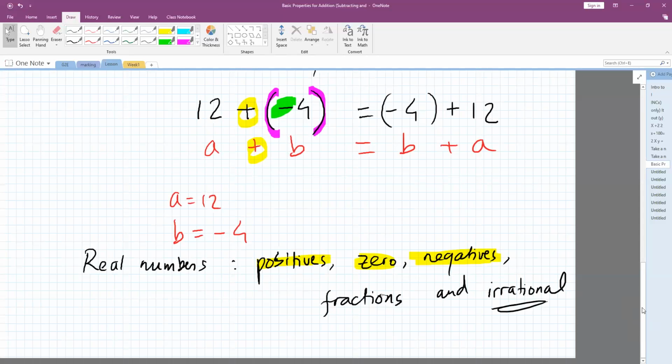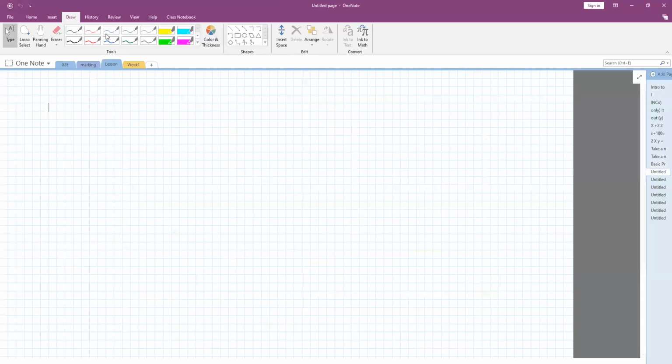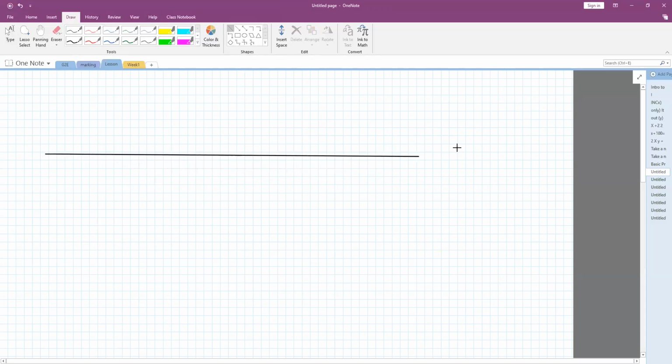When you have the positive, the negative and 0, you can plot them on something called the number line. So this is the number line. Have you ever heard about the number line?